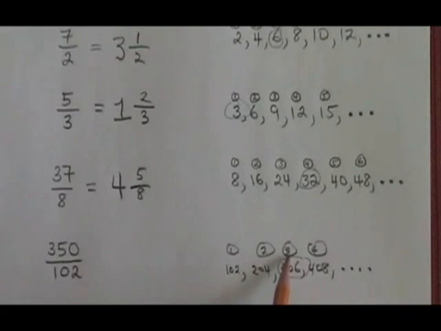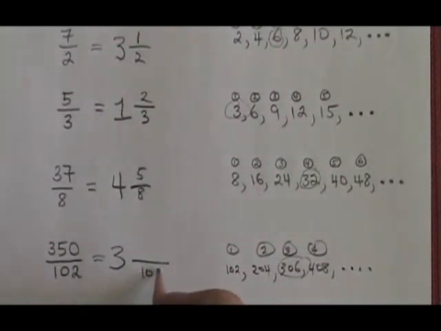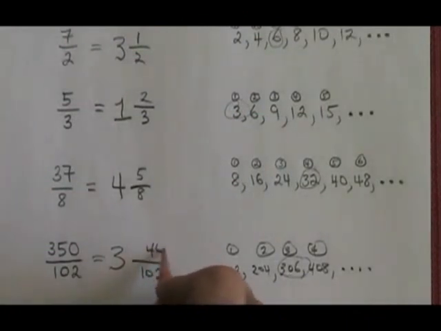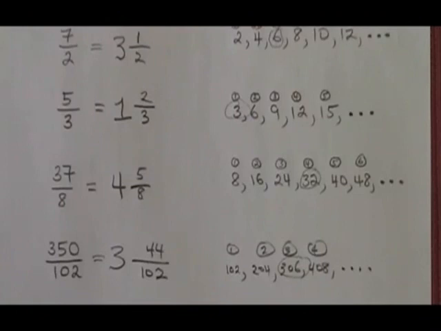So that is gotten by multiplying 102 by 3. I need a big 3 right here. My denominator was going to stay as 102. And then I do 350 minus 306. 350 minus 306 is equal to 44. I have a mixed number, 3 44/102, which is a mixed number version of this fraction.